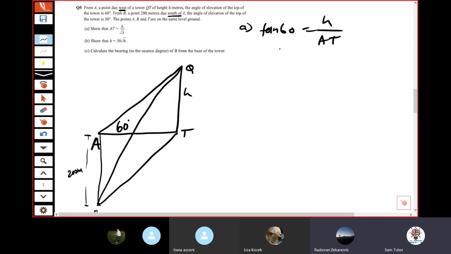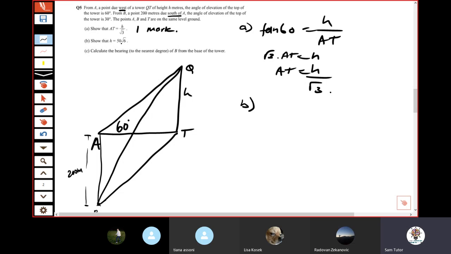That's from the exact value of tan 60. Correct. So what's tan 60? Plug it into your calculator. Give me your answer. Root 3. And then, of course, you're just going to multiply by AT. Equals h, and then you get it. Yep. One more. Good man.